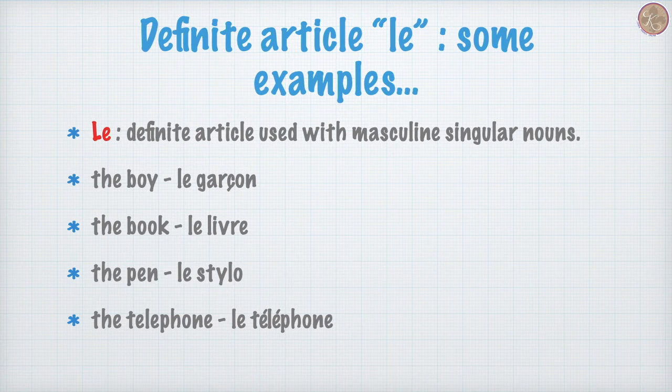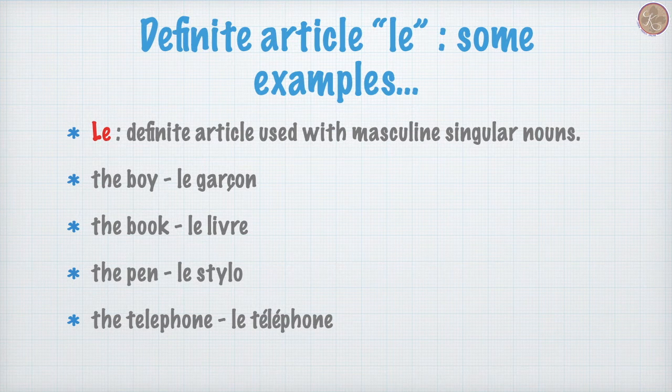Let's look at some examples of using the definite article le. So remember, the definite article le is used with a masculine singular noun beginning with a consonant. Look at the examples given here. The boy, masculine singular. So in French you say le garçon. Similarly, the book, le livre, the pen, le stylo, the telephone, le téléphone.